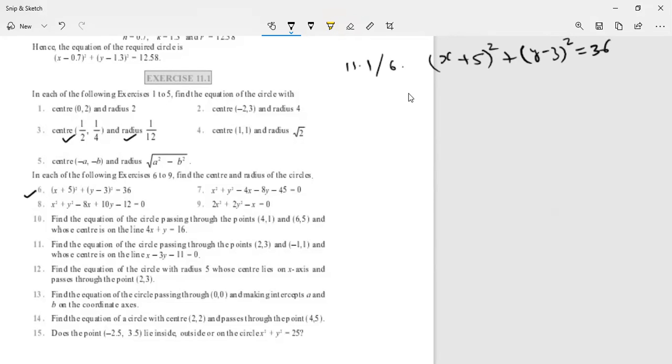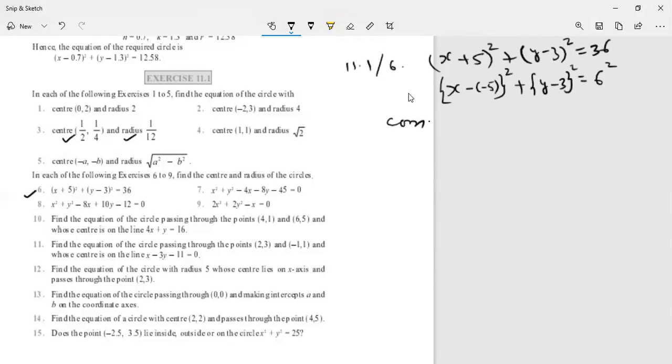Now whenever it is given in this format, it is very easy. x minus h means we can write x minus minus 5, because we have to compare it with (x minus h) whole square plus (y minus k) whole square. So y minus is already there, so no need to change, and this can be written as x square.